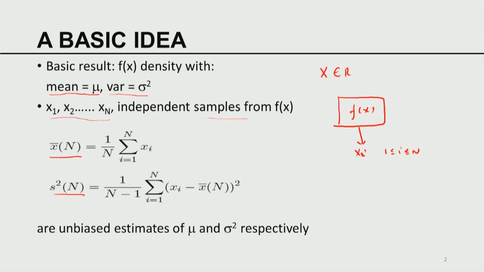So if I have n members of the iid sample, I can compute the sample mean, and I can compute the sample covariance. From our class on statistical estimation, we have already shown that this estimator for the mean and this estimator for the sample variance are unbiased estimates. So x bar n is an unbiased estimate of mu, and s square n is an unbiased estimate of sigma square. Very simple basic statistics. This is the first one you probably learn in any course in fundamental statistics.